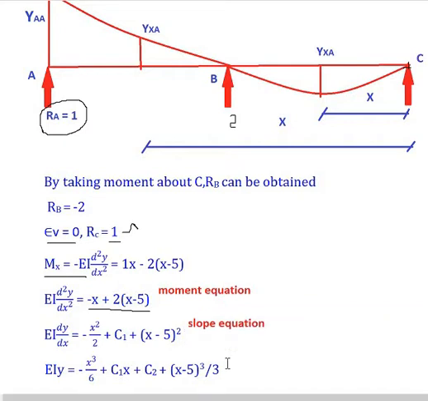The next thing is the deflection equation. By integrating the slope equation, we will get the deflection equation. By integrating x square, we will get x cube divided by 3, and 3 into 2 becomes 6. By integrating c1, we will get c1 x plus c2, the constant. By integrating x minus 5 whole square, we will get x minus 5 the whole cube divided by 3. So this is the deflection equation.